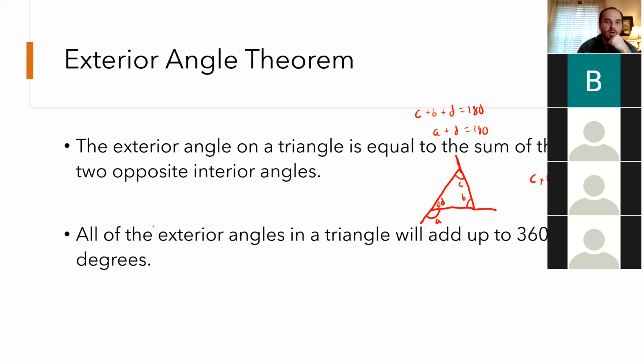The other thing that you want to know from the exterior angle theorem is that all the exterior angles in a triangle will add up to 360 degrees. So this is different than the interior angles, which always add up to 180.